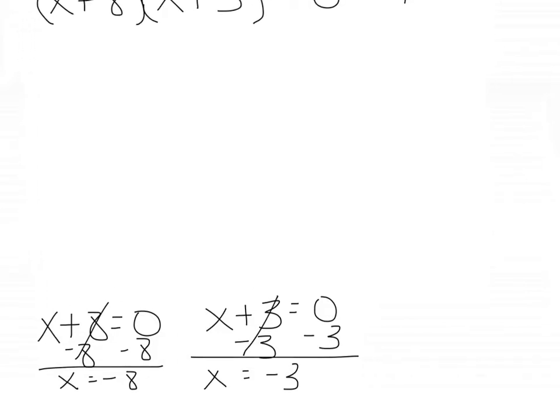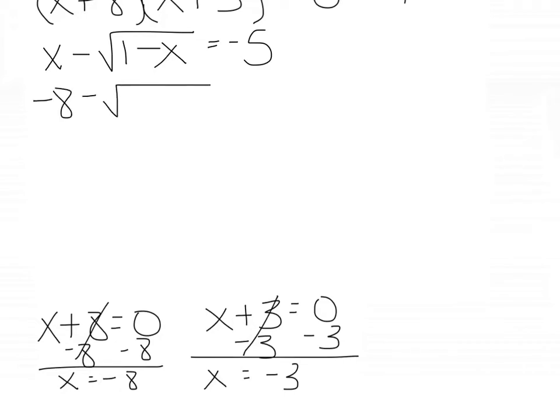Okay, so now let's go ahead and plug in x equals -8 and x equals -3. My original equation was x minus the square root of 1 minus x equals -5. Okay, so let's try -8 first. Everywhere there's an x, I'm going to put -8. Be careful with your parentheses there because it's minus a negative, which will eventually change to a plus.